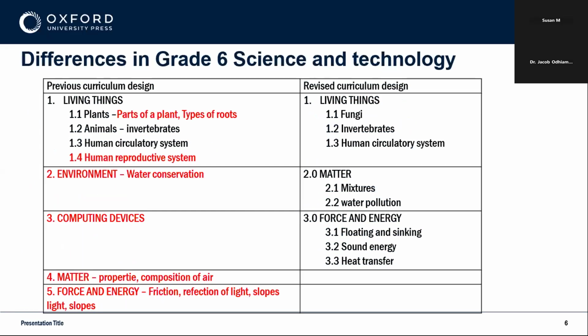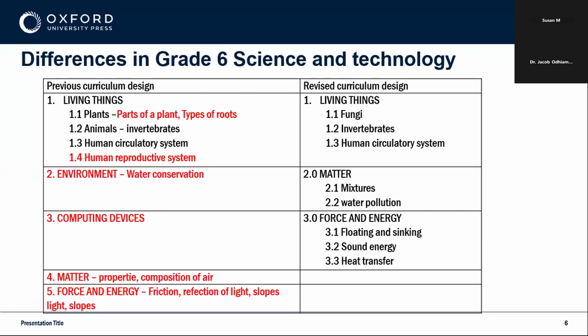Going to grade 6, again, the previous curriculum design had 5 strands: living things, environment, computing devices, matter, and force and energy. And as you can see from grade 5, computing science was moved to another learning area. Again, the ones highlighted in red have been moved.